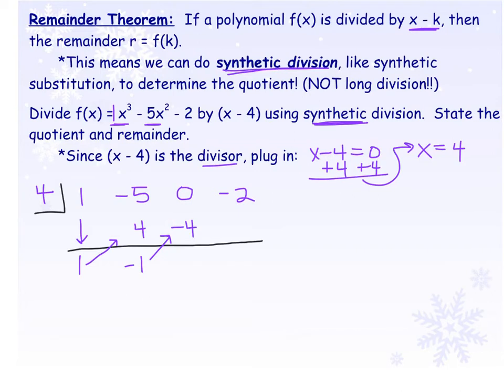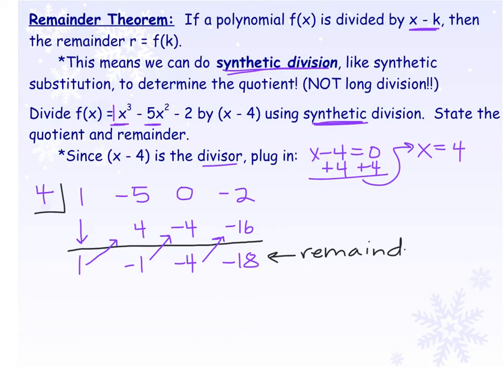Now 0 plus negative 4 would be negative 4 below the line. Last but not least, negative 4 times 4 in the corner would be negative 16. Negative 2 plus negative 16 is negative 18. Remember, in synthetic substitution, negative 18 was our output. Now, negative 18 is going to be the, you guessed it, remainder.